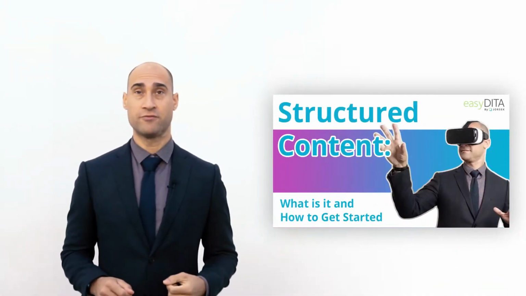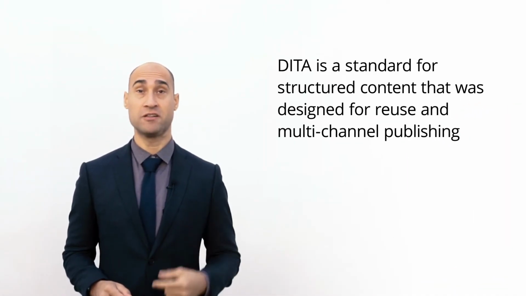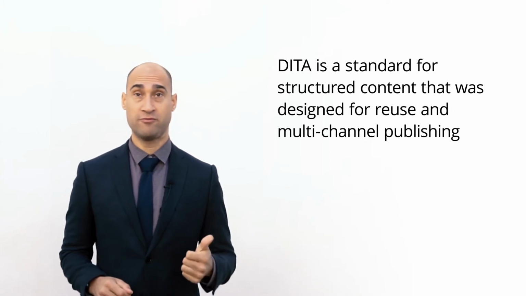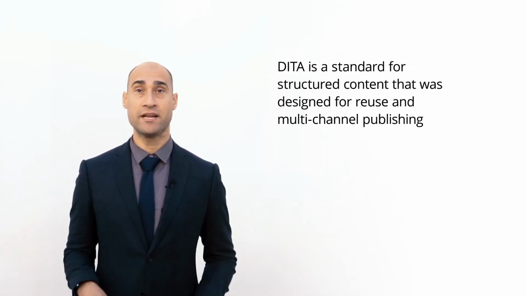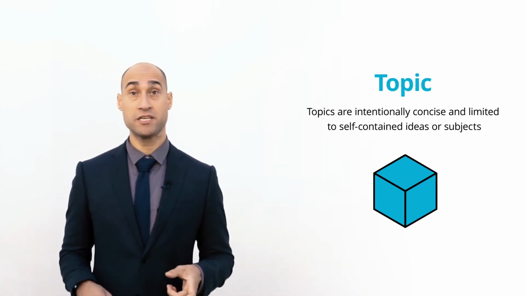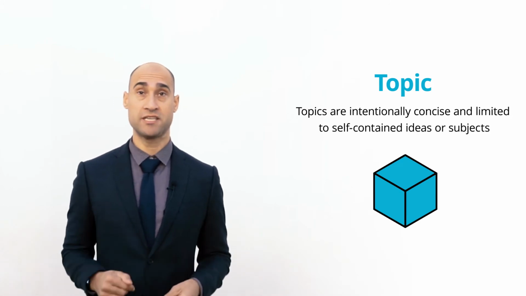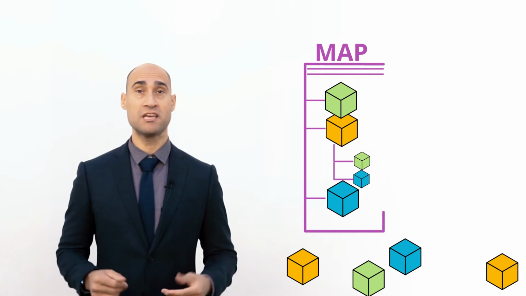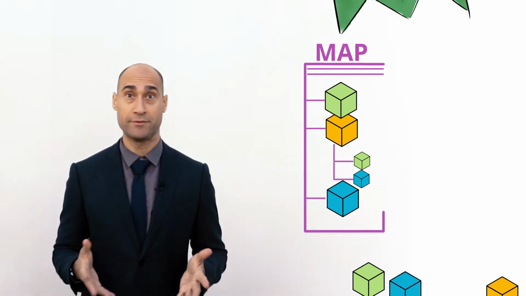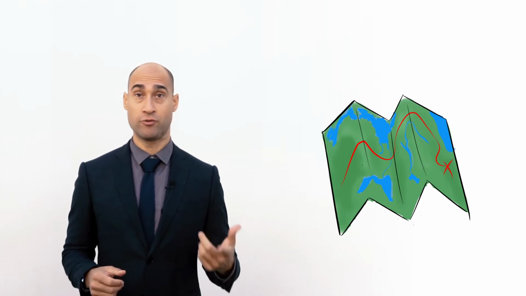DITA is a standard for structured content that was designed specifically to optimize for reuse, multi-format, and multi-channel publishing. In DITA, there are 3 specific types of block. The main type of block in DITA is called a topic. Topics are intentionally concise and limited to self-contained ideas or subjects. Topics are then arranged in maps. You can think of a map as, well, a map. If you embark on a cross-country road trip, you'll probably need a map to get you the direction, the distance, and the order of landmarks along the way.